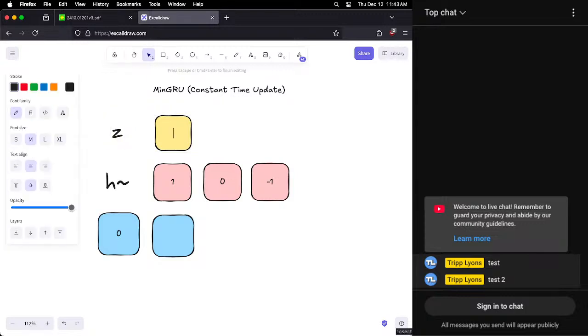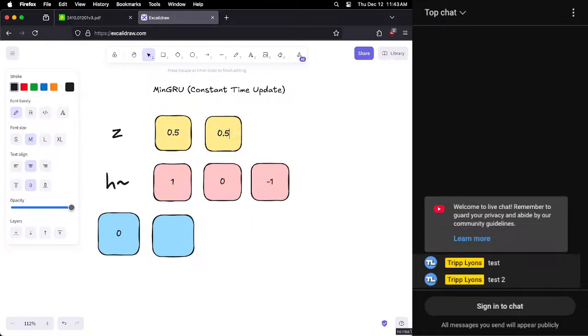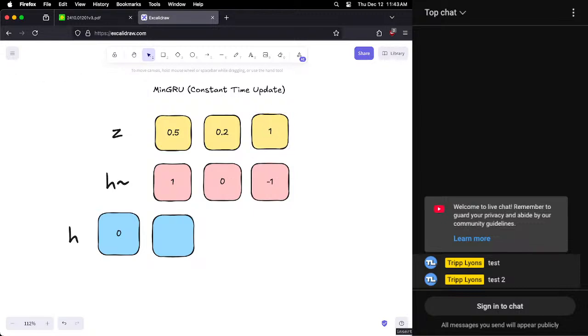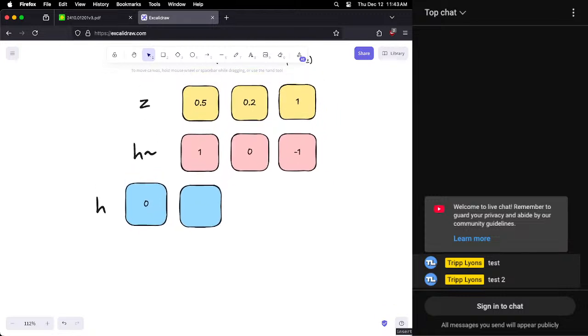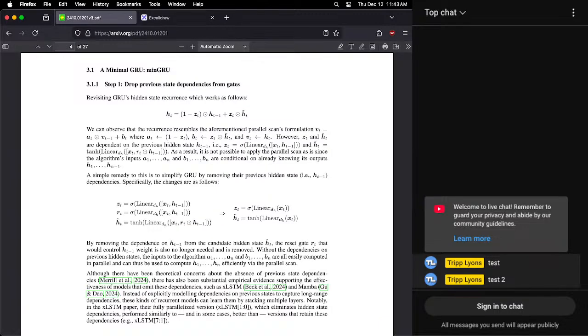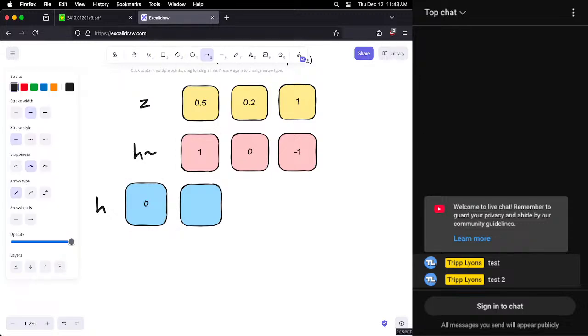It's just going to be between 0 and 1 because it's going through the sigmoid function. Let's just say they're like 0.5 here, maybe like 0.2 and like 1. We can see what happens. Okay. So H should be initialized to 0. And then we multiply H by 1 minus Z.